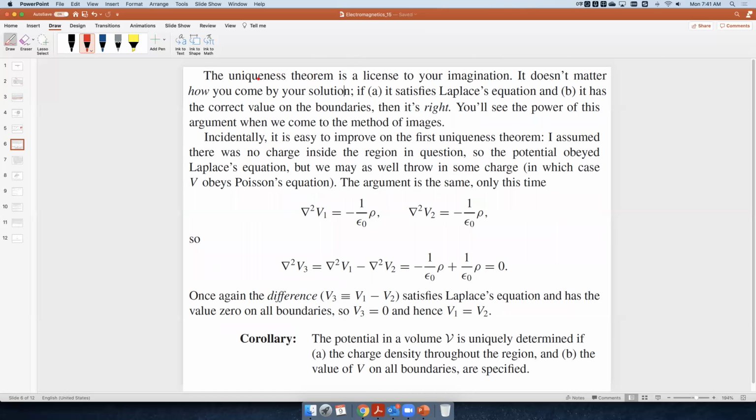And the uniqueness theorem is a license to your imagination. It doesn't matter how you come by your solution. If, A, it satisfies the Laplace equation, and B, it has the correct value on the boundaries, then it's right. The uniqueness theorem is always right. You will see the power of this argument when we come to the method of images in the next lecture.